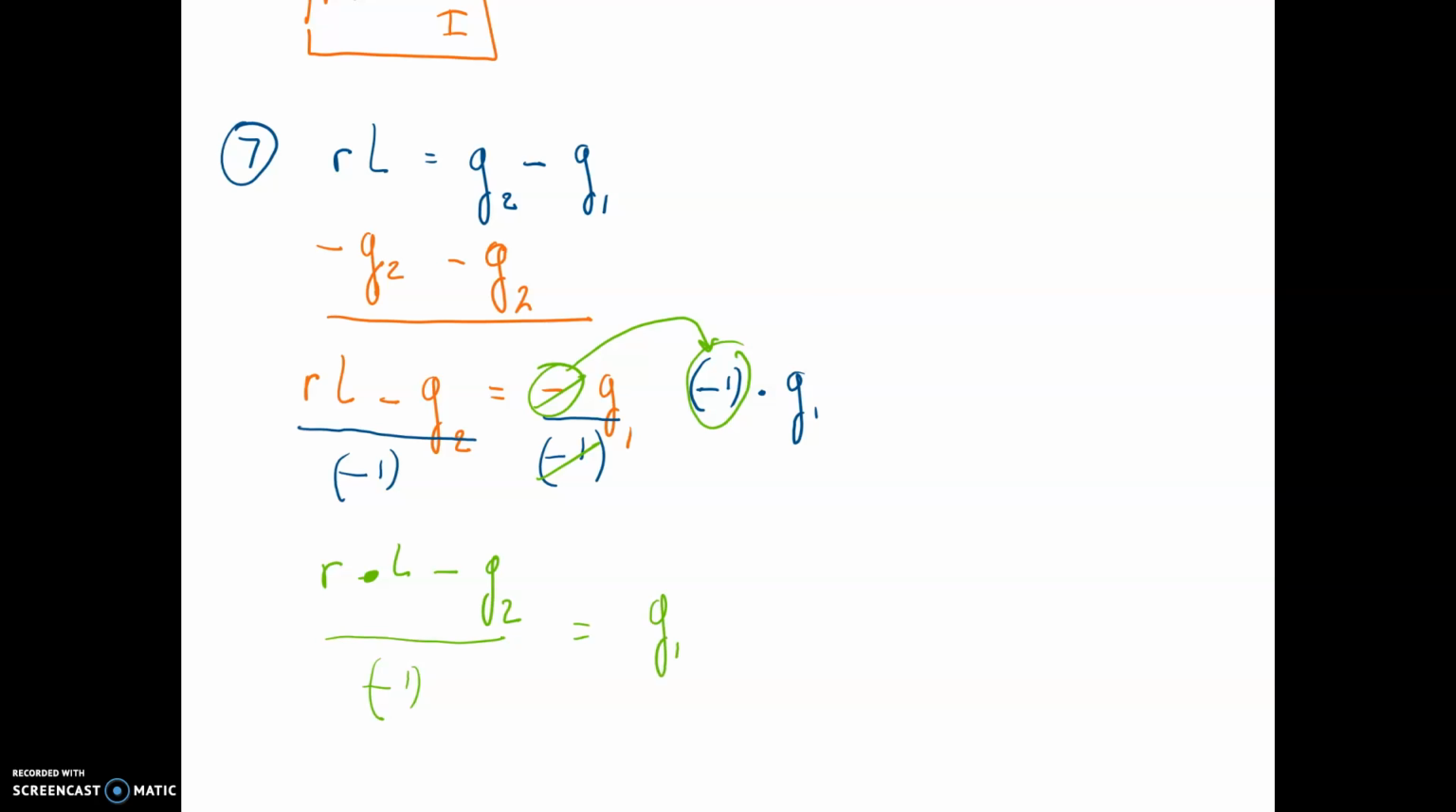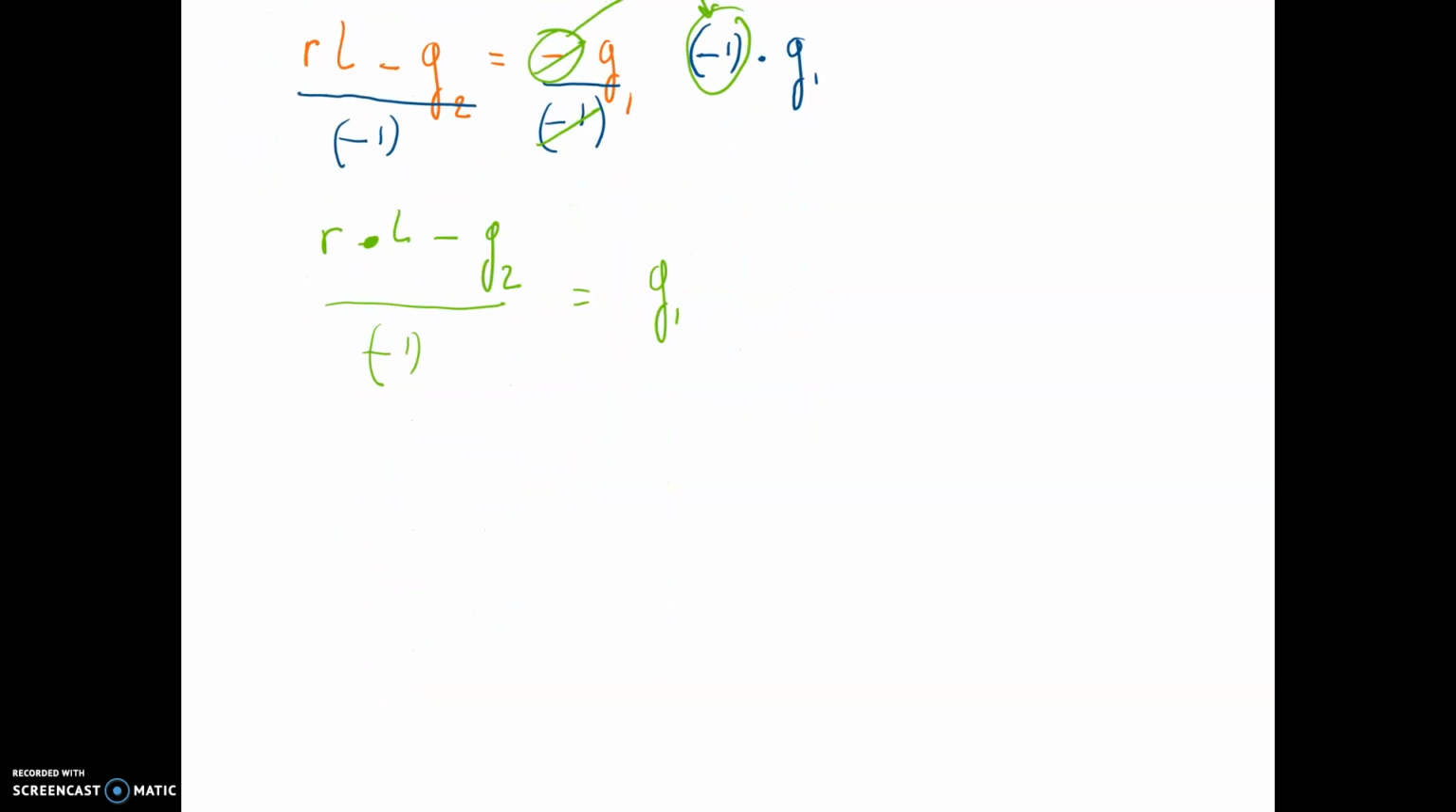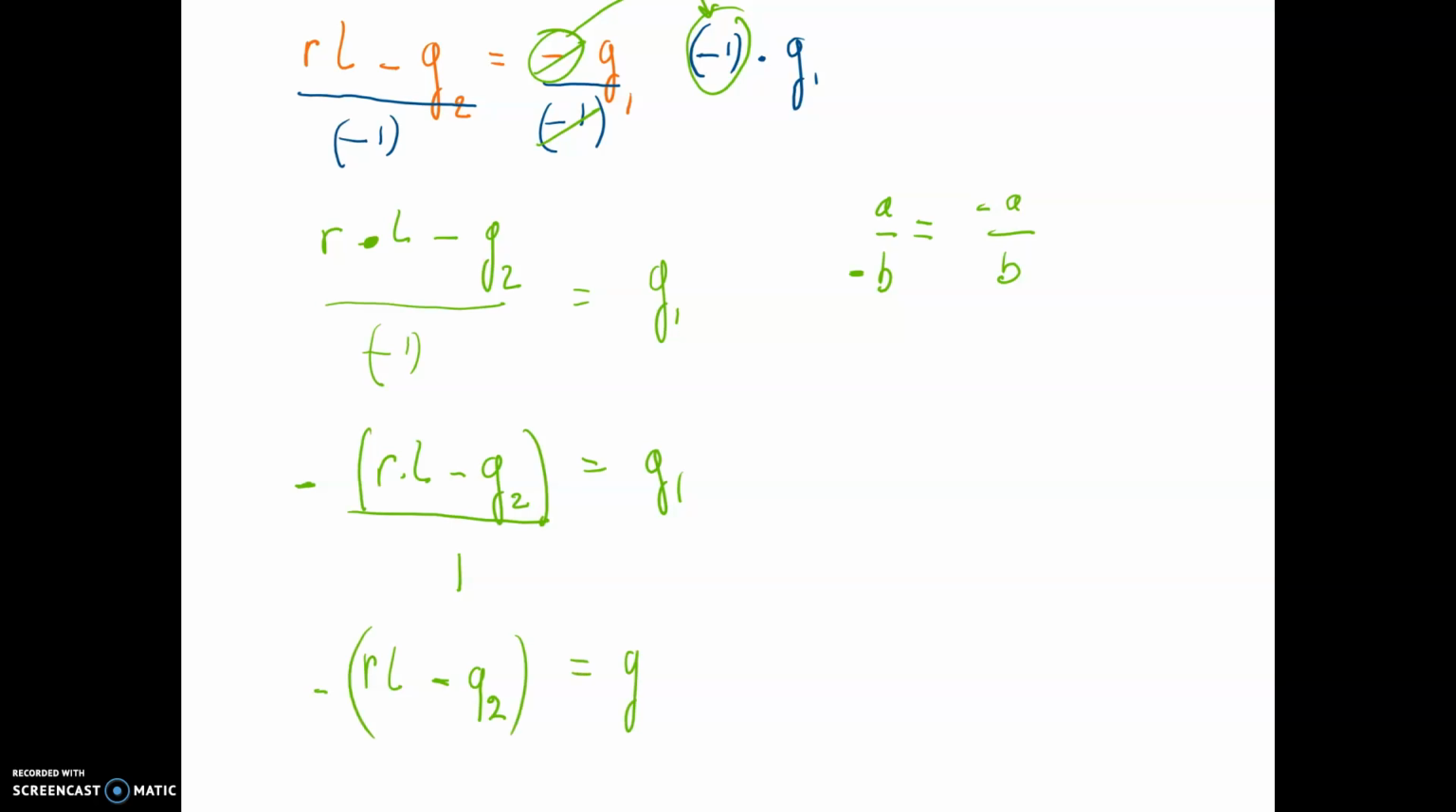equal G1. I could leave my answer this way, but what you need to remember is very simple. When you have A divided by negative B, it's also equal to negative A over B. So all of this left side could also be negative R times L minus G2 equal G1. But when you divide by 1, it doesn't change anything. So ultimately, you have negative R times (L minus G2) in parentheses equal G1.